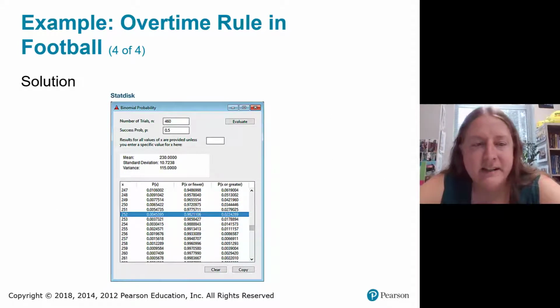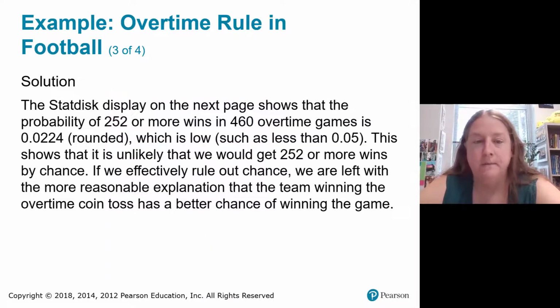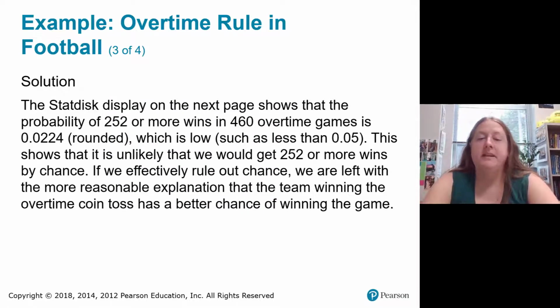So in the StatDisk output, you can see the blue row highlighted there is 252 for X. That's where we are interested in. And the column that we're looking for is the probability that we are at X or greater, because we want to know about 252 or more games. So we're going to that column, which happens to be the far right column there. And that value is 0.0224 if we round it, which is what we found before, and what we presented here.